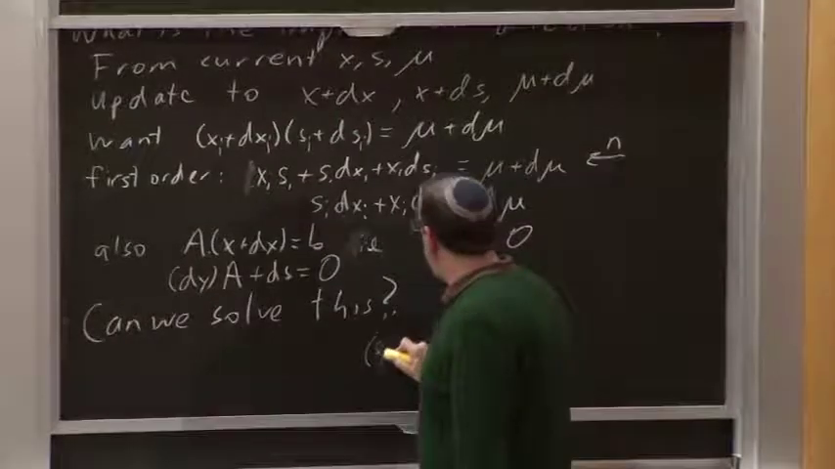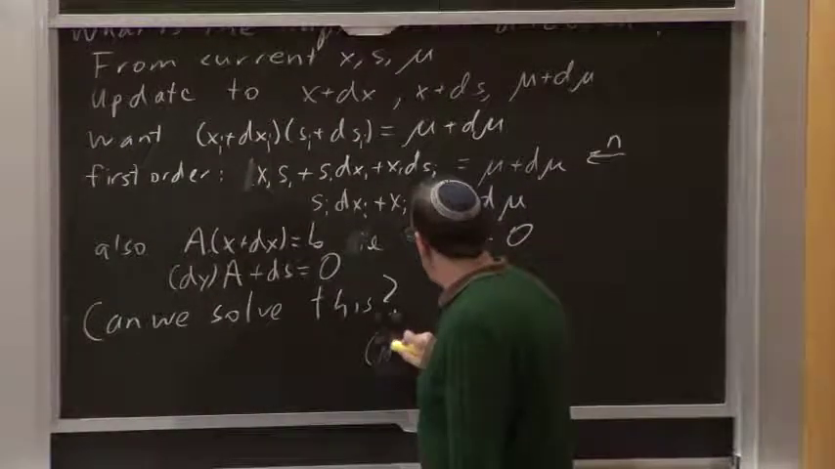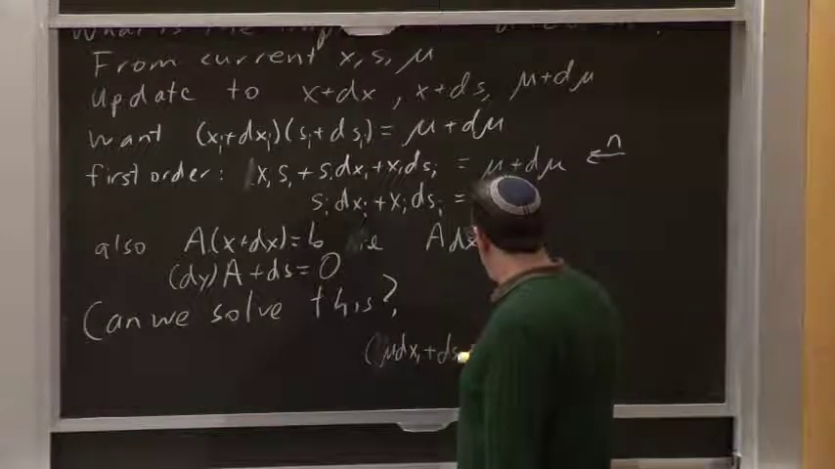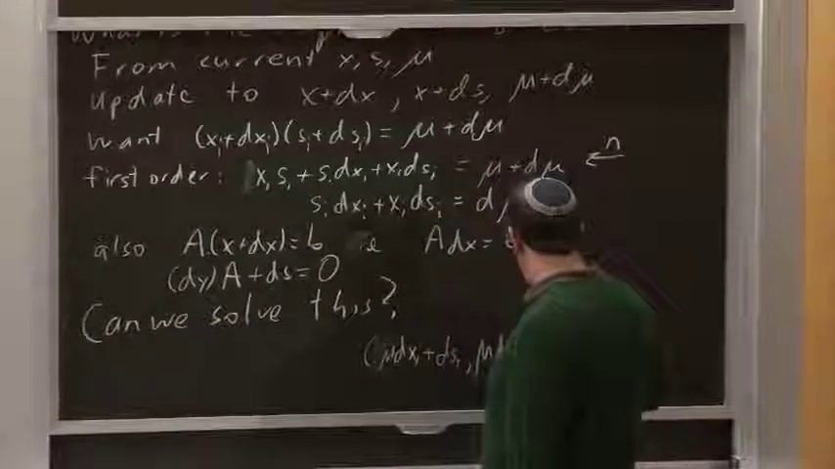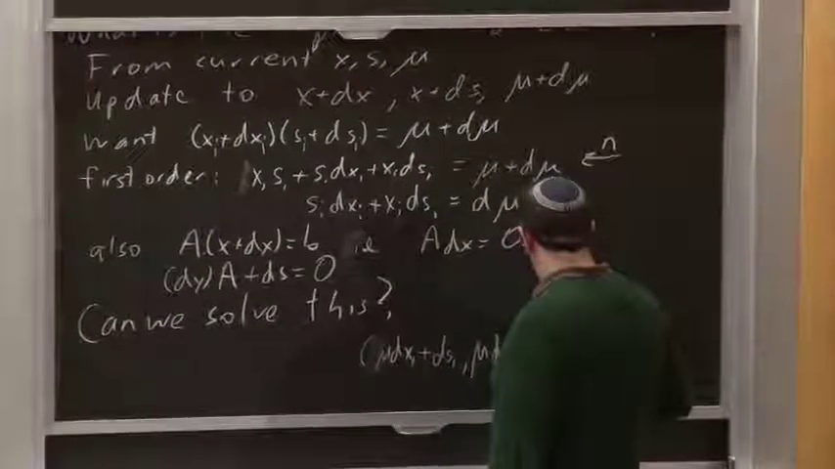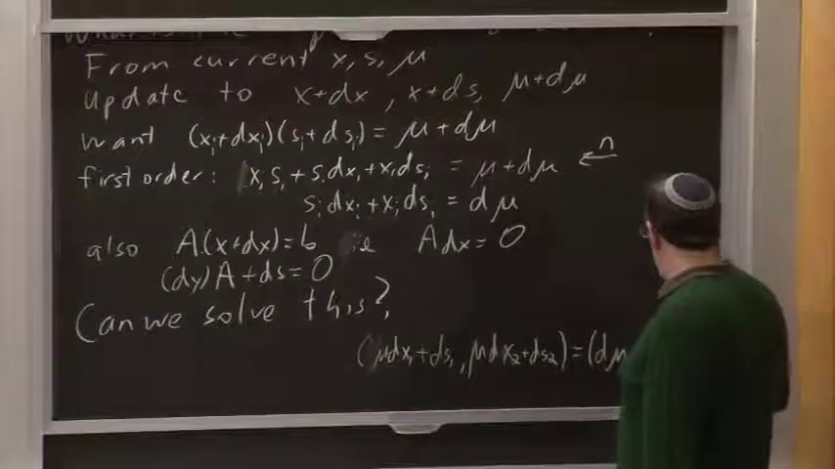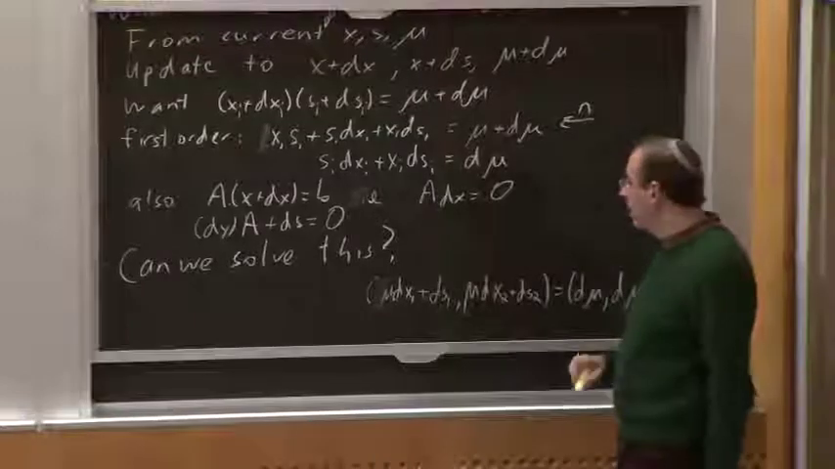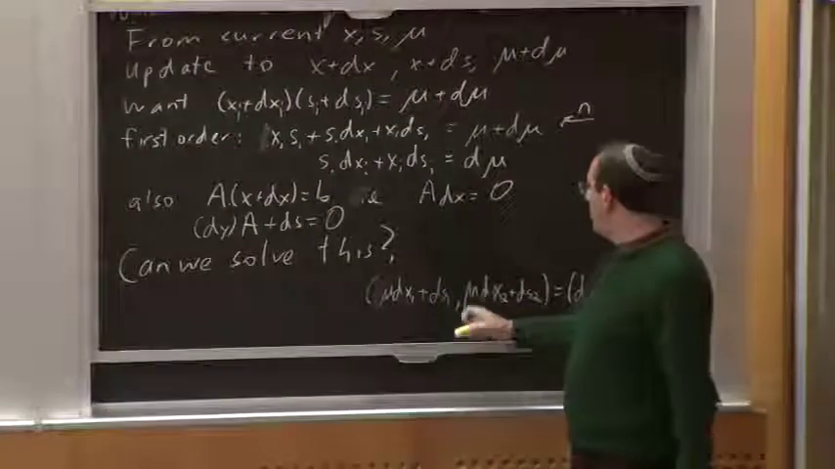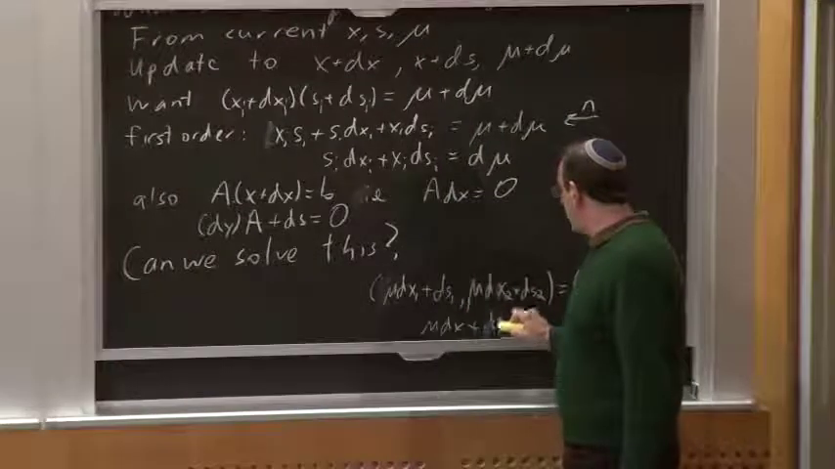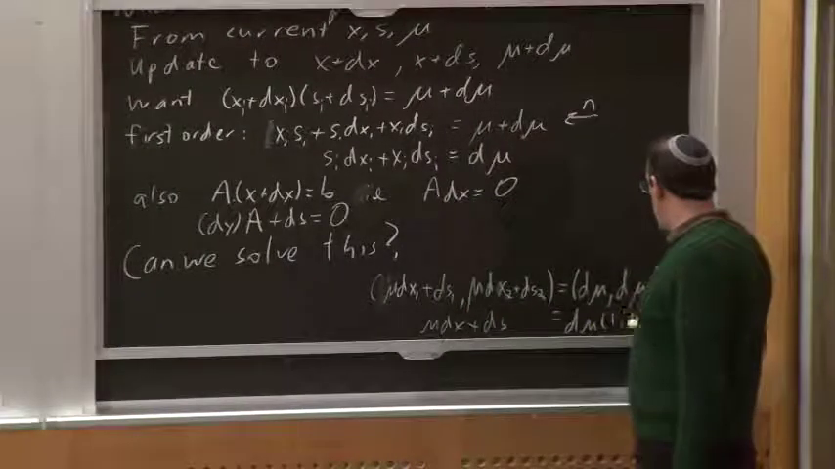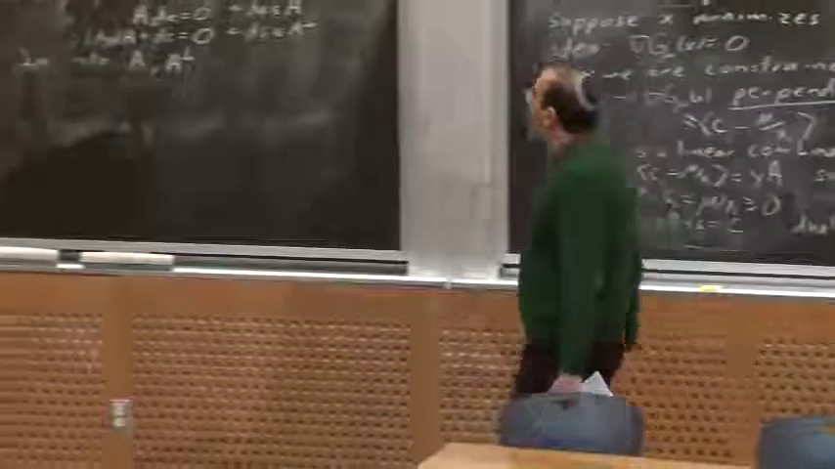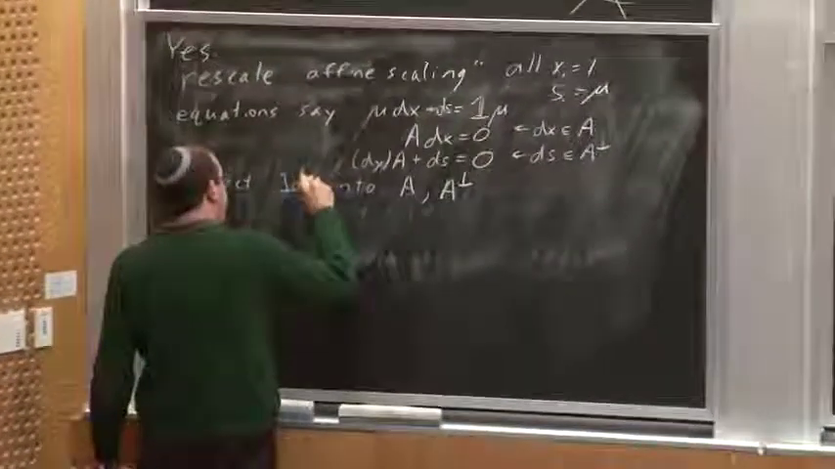So here I have, sorry, the s's are mu's. So mu dx1, let's do the two-dimensional version, plus ds1, and mu dx2 plus ds2 is equal to d mu and d mu, right? I've combined two constraints into a two-dimensional vector. But now these are just the first and second component of mu dx plus ds, and this side is d mu times (1, 1). Oh, is that what you were asking about? I'm sorry. D mu. Okay.